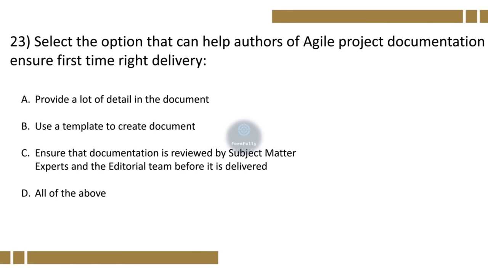Question 23. Select the option that can help authors of agile project documentation ensure first time right delivery. Option A, provide a lot of detail in the document. Option B, use a template to create document. Option C, ensure that documentation is reviewed by subject matter expert and the editorial team before it is delivered. Option D, all of the above. And the correct option is B and C.